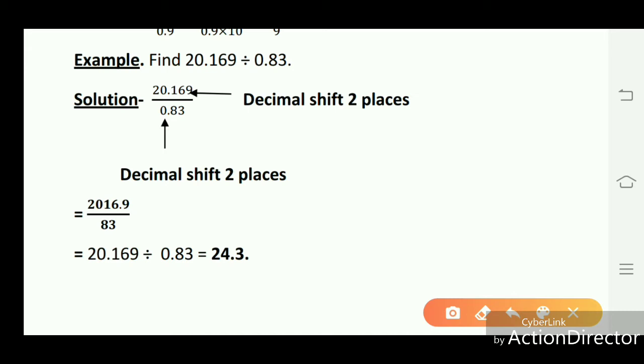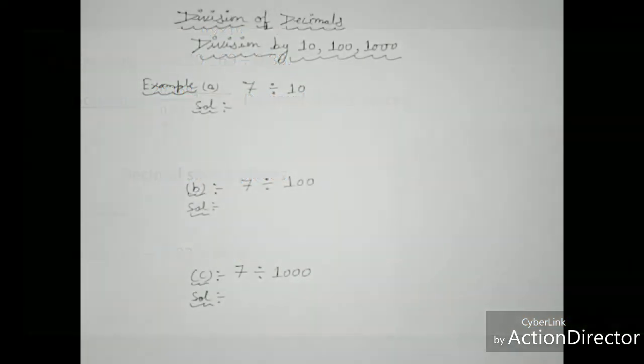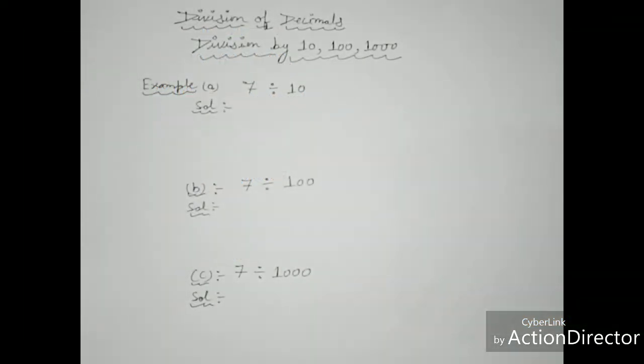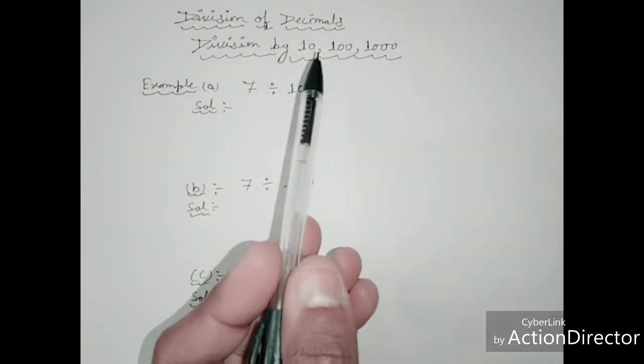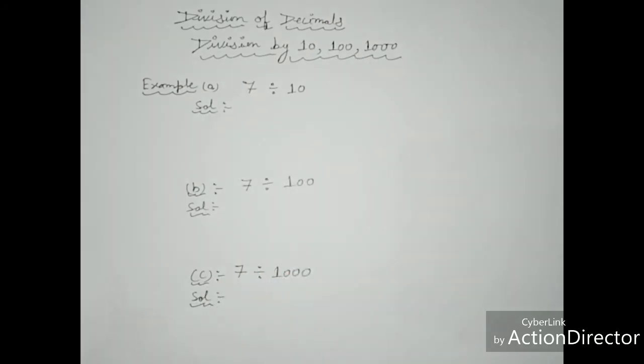and when we divide 2016.9 by 83 we get quotient 24.3. Now students, here I solve some examples related to division of decimal numbers. First we discuss division by 10, 100 and 1000.